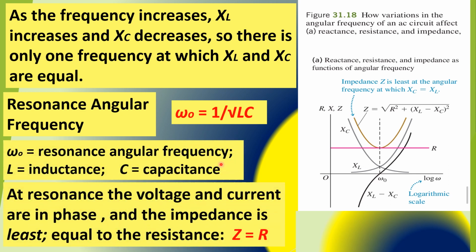Now, at resonance, the voltage and the current are said to be in phase. In other words, the angle between them is equal to 0, and the impedance is at its lowest value equal to the resistance, capital Z is equal to capital R. So that means the impedance can also be expressed as the voltage amplitude, capital V, divided by the current amplitude, capital I.